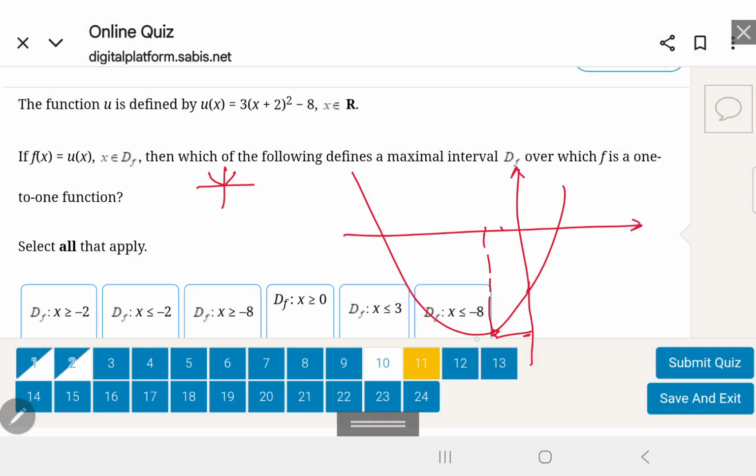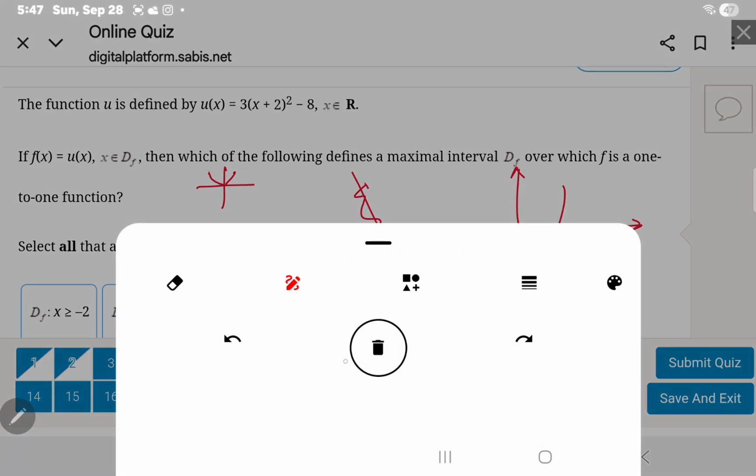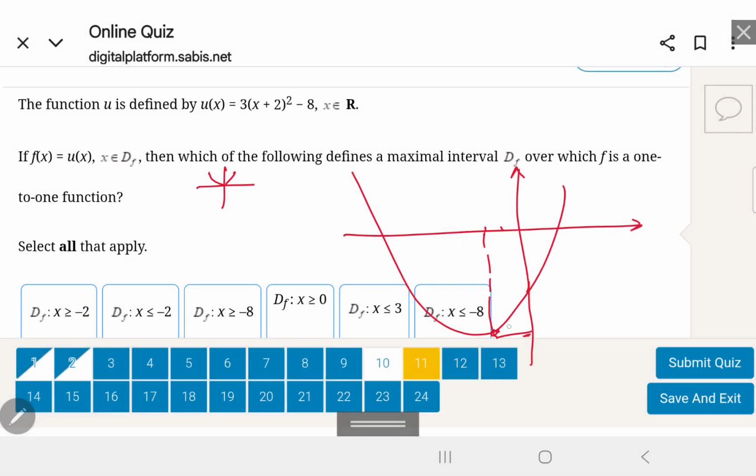But if we delete one part, like the left part or the right part, it will be 1 to 1. So if you delete the left part like this, in this case, the domain will be greater or equal -2, because here you have -2. And if you delete the other part, the right part, the domain will be less or equal -2. And these are the answers.